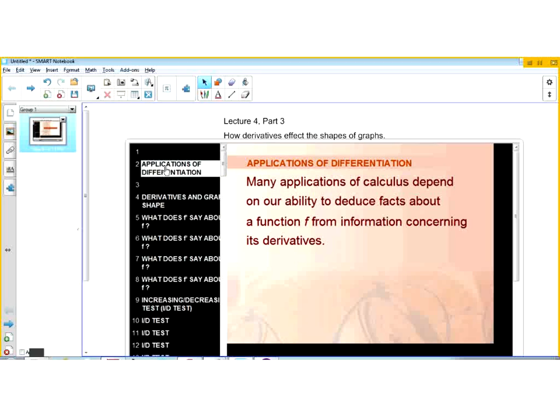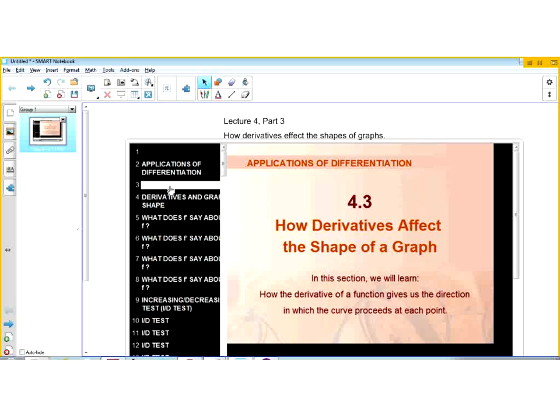We've already seen this in particular with the parabola. We like to know the vertex of a parabola because it answers whether some quantity is maximized or minimized. We've seen this since algebra pretty much. So, how derivatives affect the shape of a graph.